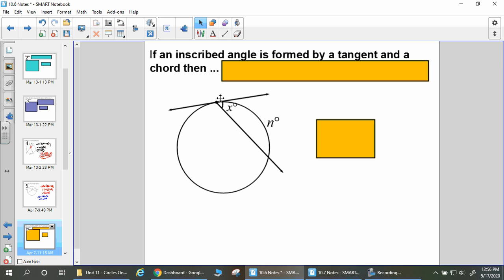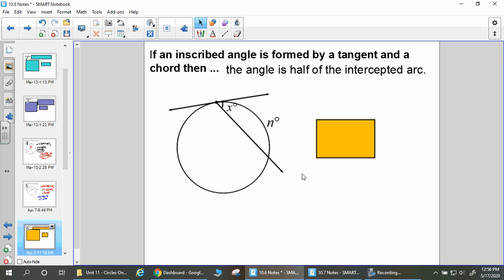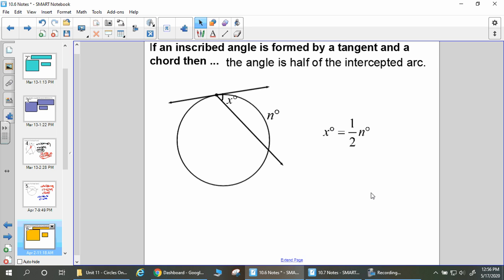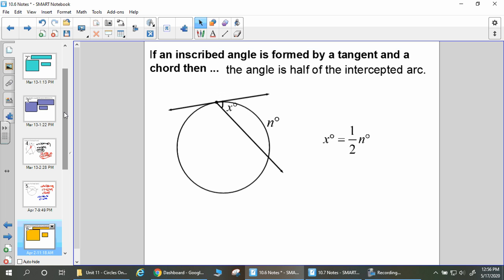Just like our inscribed angles before, where both of those lines went through the circle, the fact that one of the lines is tangent isn't changing what happens. The angle is still going to be half of the intercepted arc. So if we have something on the edge like this, the angle is still half of the arc that is inside that angle, like a Pac-Man. Okay, so that's what we are looking at. In the next video, we're going to move to those angles that are outside the circle.